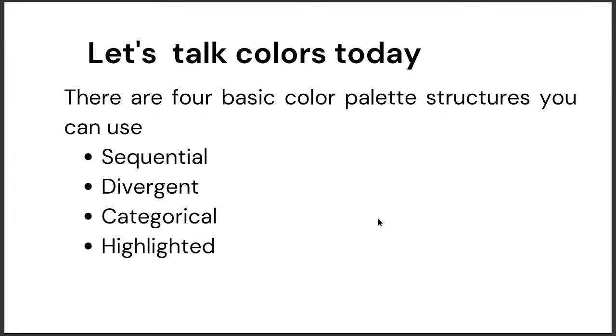I'm going to go into the colors for today. So we're going to try to see if this can help set us on the right path. So let's move on first. There are four basic color palette structures you can use. There's the sequential, the divergent, the categorical, and highlighted. So we're going to get into this. What exactly is a sequential color palette, a divergent color palette, categorical, or even highlighted?